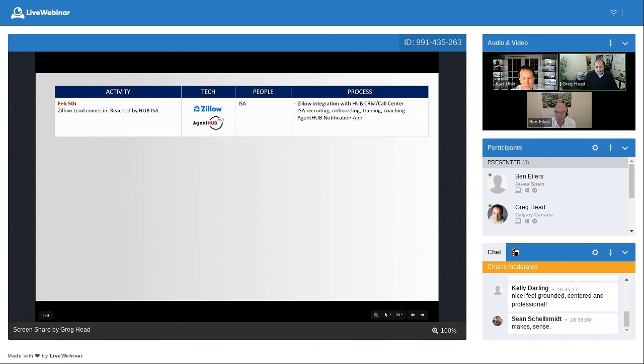And what did that take for just that lead to come in and the hub ISA to reach it? Well, for tech, it took Zillow as the lead generator. It took Agent Hub. Agent Hub has a CRM that's connected to a call center. So it took an ISA in terms of people. And processes, it took, well, integration between Zillow and the hub CRM in the call center. It took an ISA that had to be recruited, onboarded, trained, coached. And it took a tech app to notify the agent, boom, hey, you've got a new lead that's been engaged and is ready to talk to you.